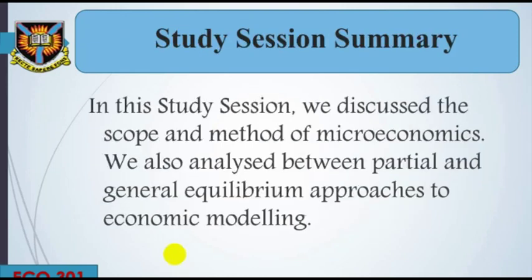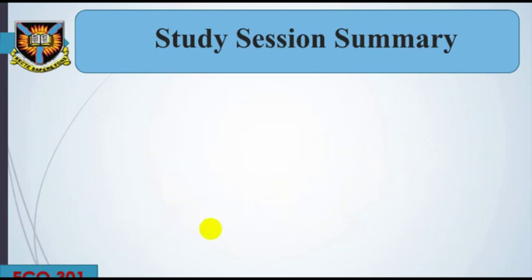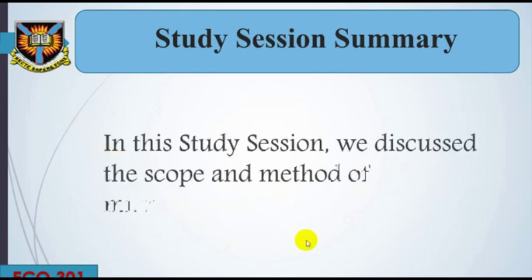Study section summary. In this study section, we discussed the scope and method of microeconomics. We also distinguished between partial and general equilibrium approaches to economic modeling. Economic theory aims at the construction of models to explain the behavior of economic agents and the interaction between them. Economic models are used for analysis, prediction, or both.